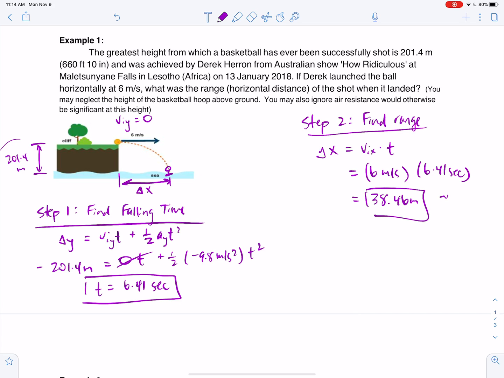And by the way, that is approximately 126 feet by the time it hits the ground. Now, it would be very, very difficult for Derek to actually launch a basketball 126 feet. But since the ball is moving outwards for such a long time before it hits the ground, it allows the ball to travel 126 feet when it finally hits the ground.